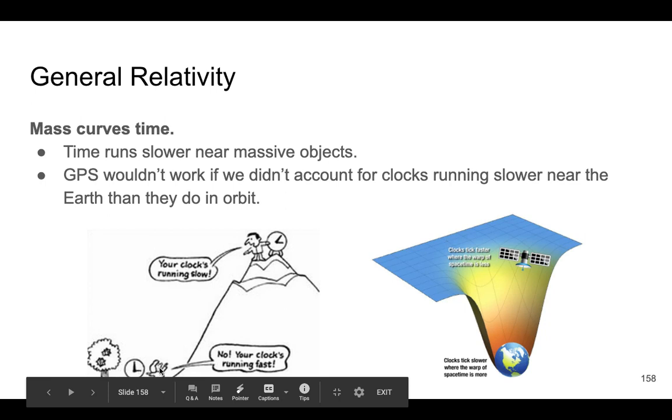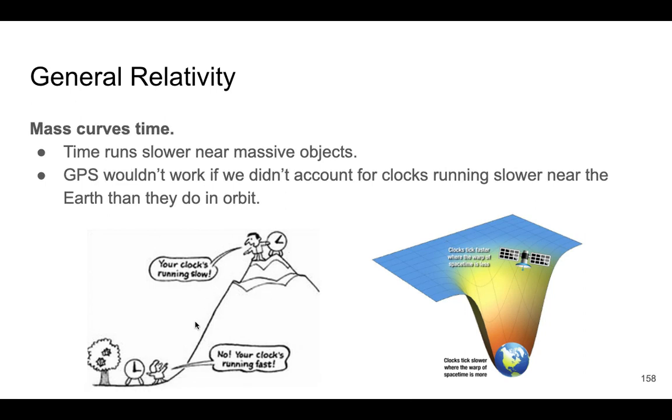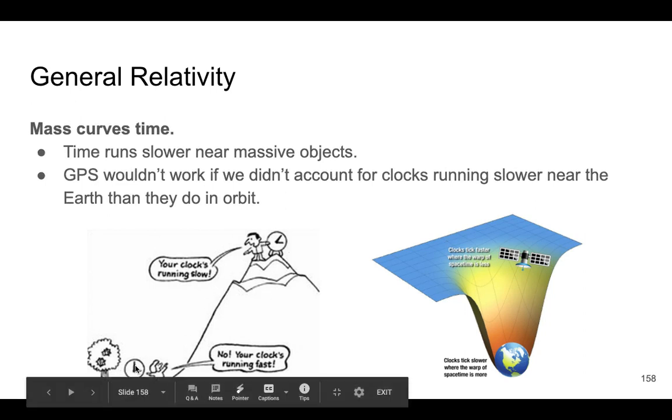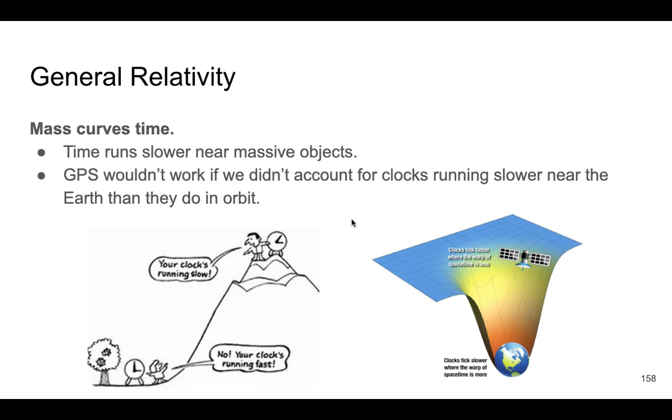But when this guy in the valley looks up at this clock on the mountain, he's going to say, no, that clock's running too fast. And this guy up here is going to look down and say that, no, that clock is running too slow. You wouldn't be able to notice this. The effect is so slight that you wouldn't see this.